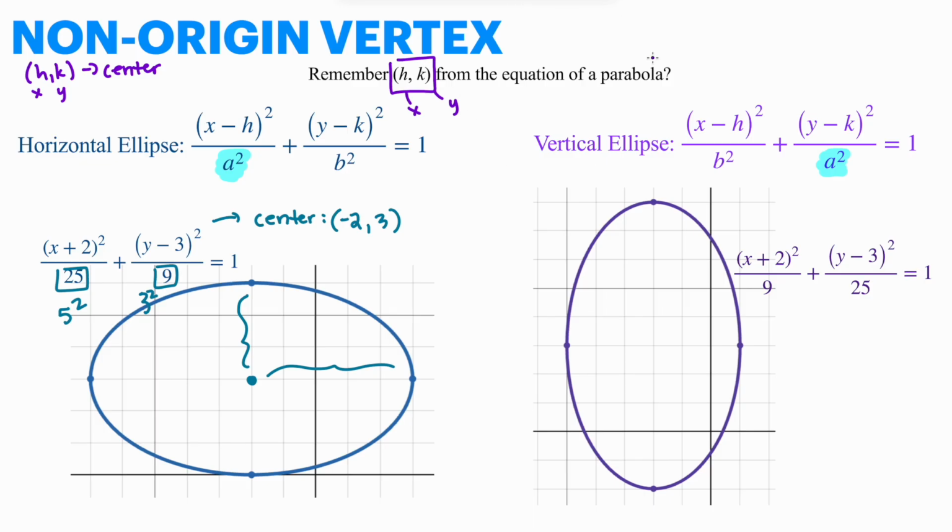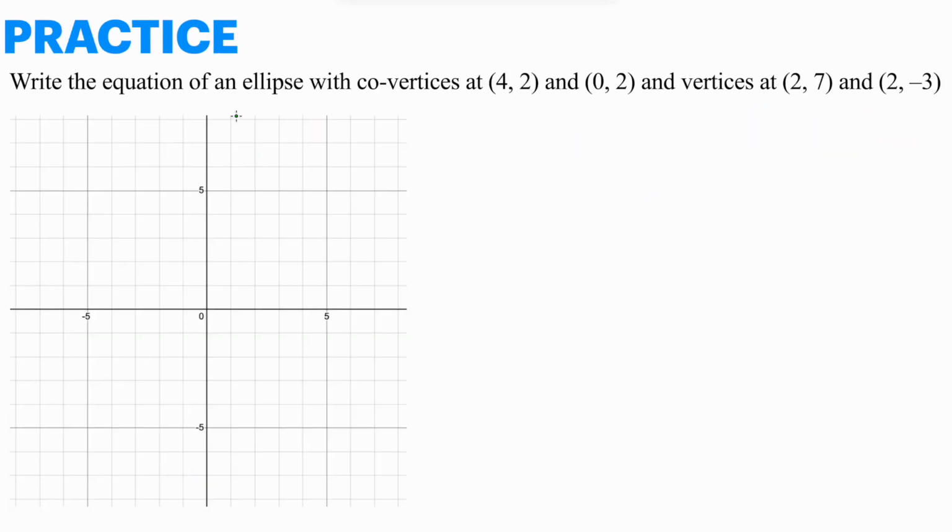For the vertical ellipse, again, you went left 2 and up 3. The vertex is now vertical, and the distance is 5. And so that is where you get 25, which is 5 squared. But again, if you notice, it is under the y value because it is vertical. And then your x value is going to be 3, which goes underneath your x because you went horizontally for that. So now let's try a problem.